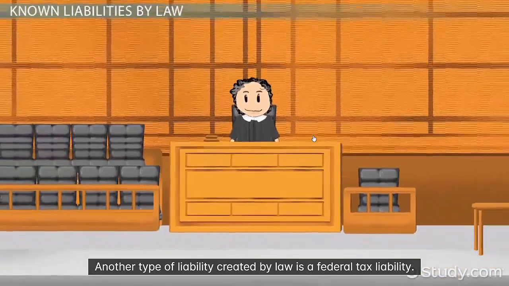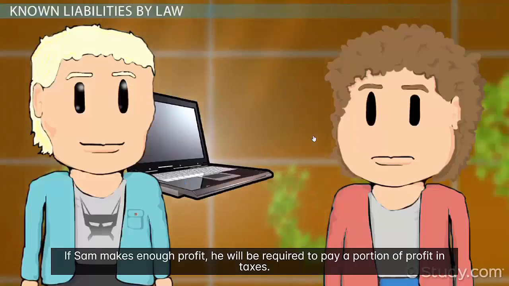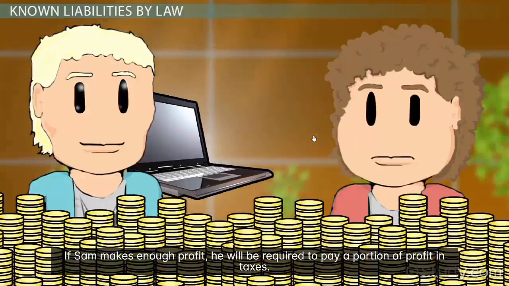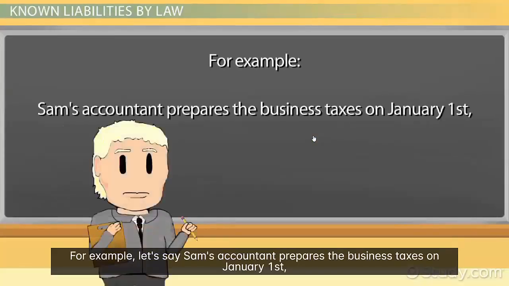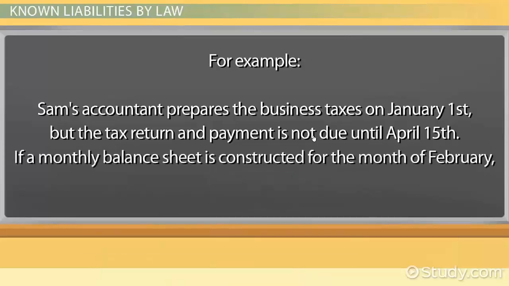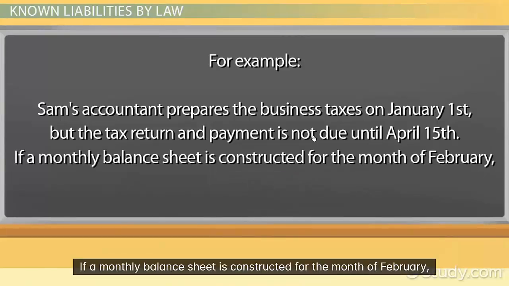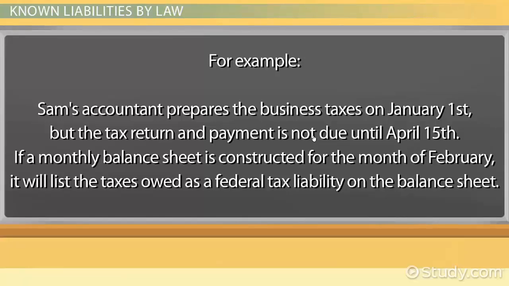Another type of liability created by law is a federal tax liability. If Sam makes enough profit, he will be required to pay a portion of profit in taxes. For example, let's say Sam's accountant prepares the business taxes on January 1st, but the tax return and payment is not due until April 15th. If a monthly balance sheet is constructed for the month of February, it will list the taxes owed as a federal tax liability on the balance sheet.